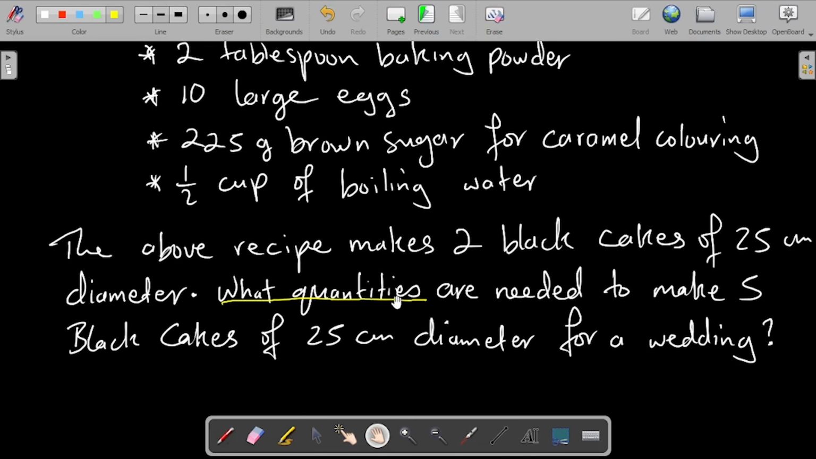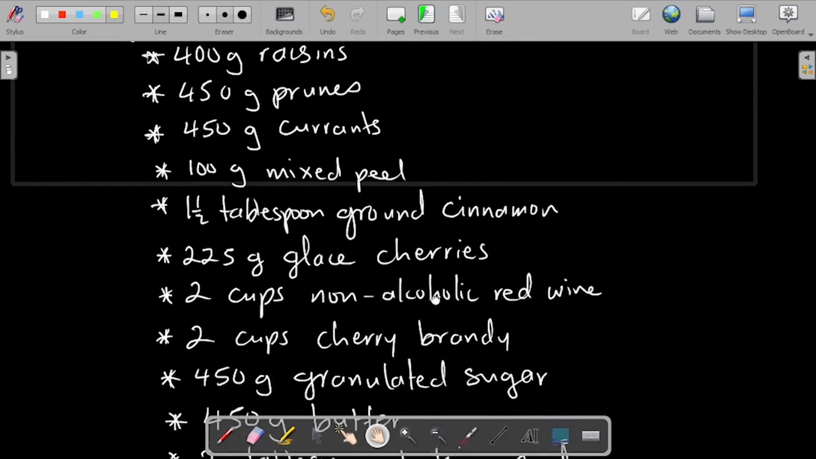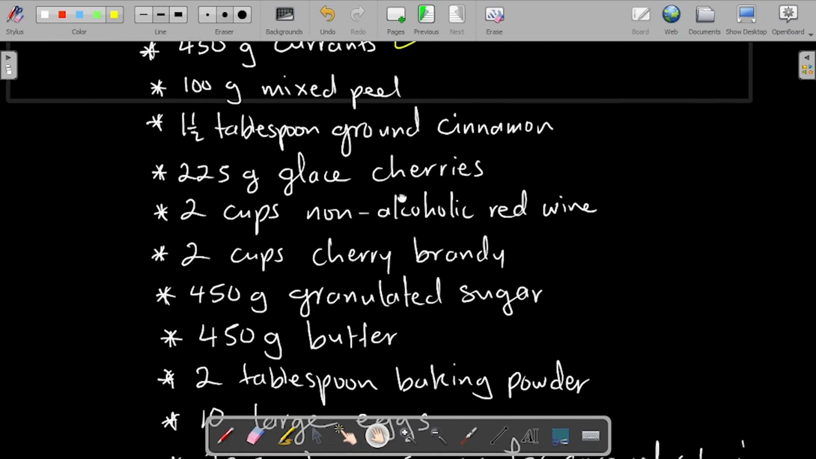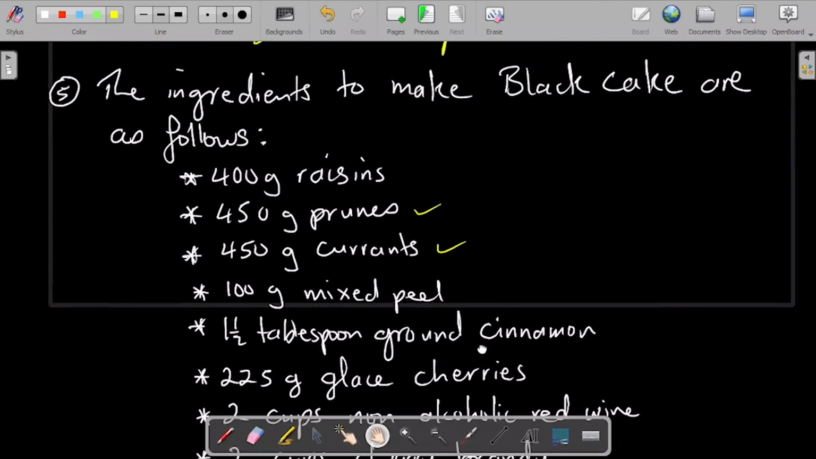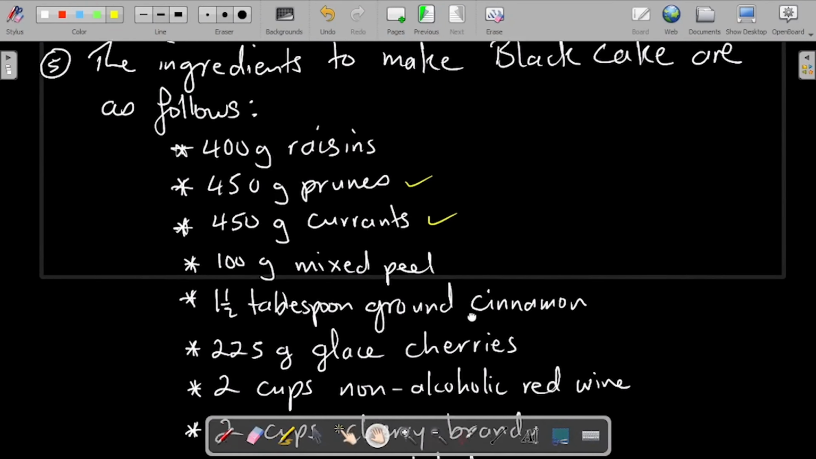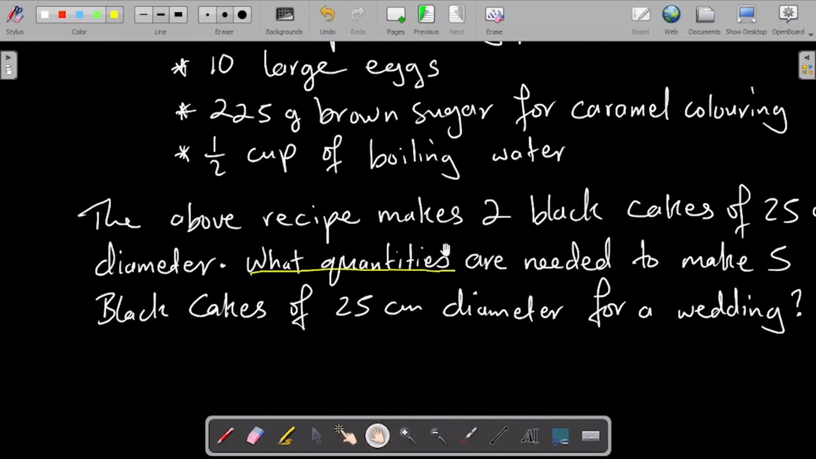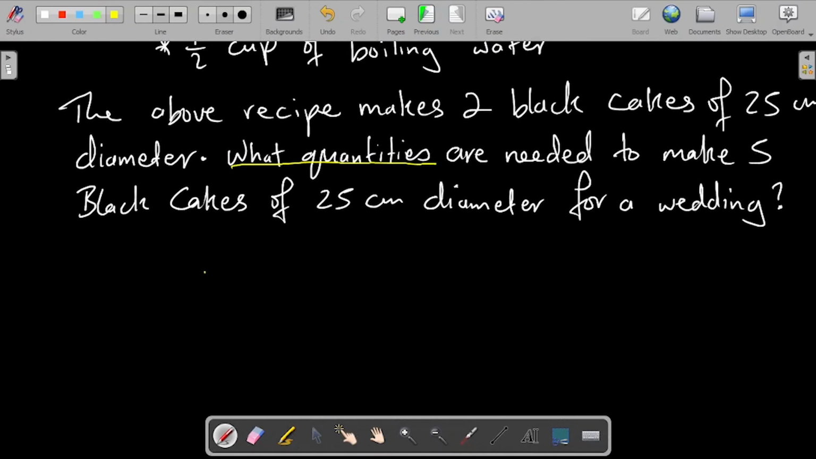So we're going to find the quantities for each ingredient, but we're going to group them because we have a few 450s. We have 450 prunes, 450 here, and lower down we have another 2 450s. So let's do the prunes, the currants, the granulated sugar, and the butter. Remember, quantity has to be on the right because that's what we're trying to find.